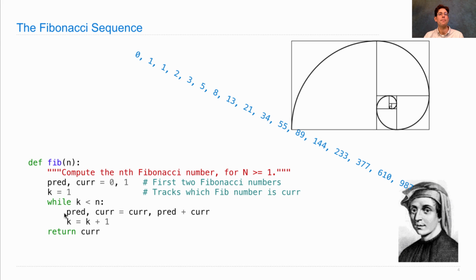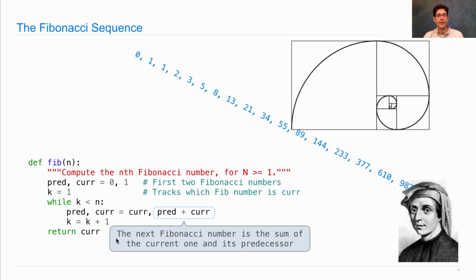And we can do that by rebinding pred and curr to curr and then pred plus curr. Here's the part where we're saying the next Fibonacci number is the sum of the current one and its predecessor. And then we also increment k to say we've moved our way up the sequence. When that while statement is finished, we can return the current Fibonacci number, which is the kth one, where k is now n.